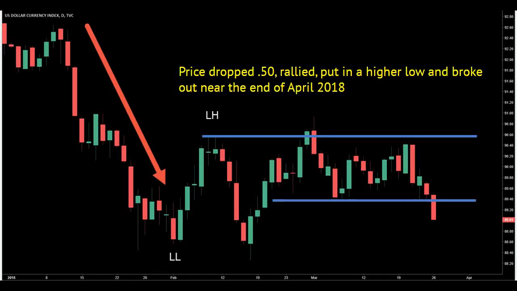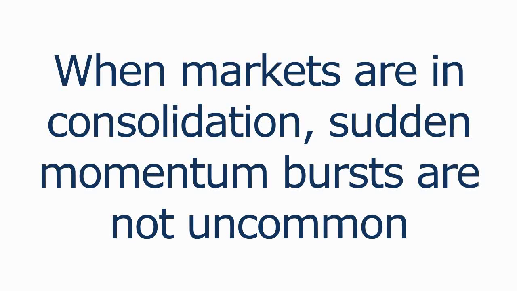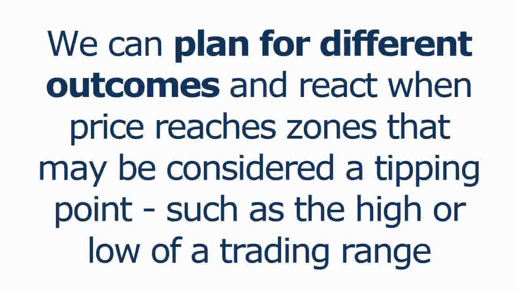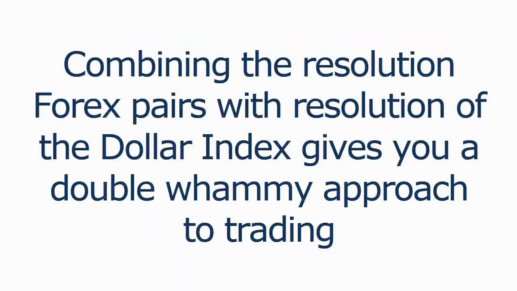So does the recent strong move in various currencies mean the consolidation's over? Well, maybe not. When markets are in consolidation, sudden momentum bursts are not uncommon, and oftentimes prices will simply fall back into the trading range, and we can never know with 100% certainty what the market's going to do. And we can plan for different outcomes, and we can react when price reaches the zones that may be considered a tipping point, such as the high or the low of a trading range. Combining the resolution of the Euro US dollar, the pound US, and the US dollar against the Japanese yen with the resolution of the dollar index gives you a double whammy approach to trading the top three crosses.